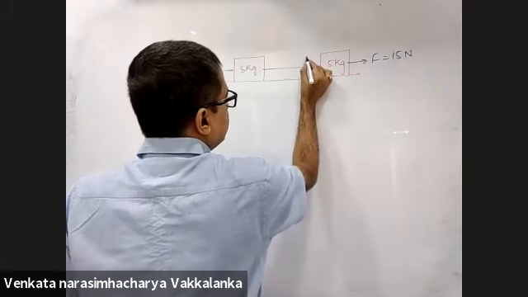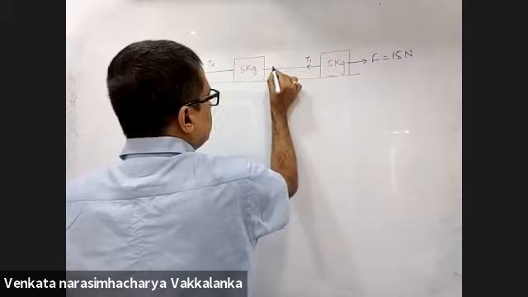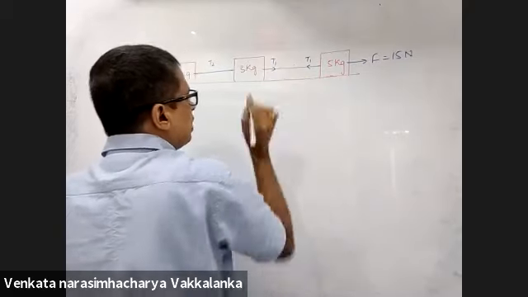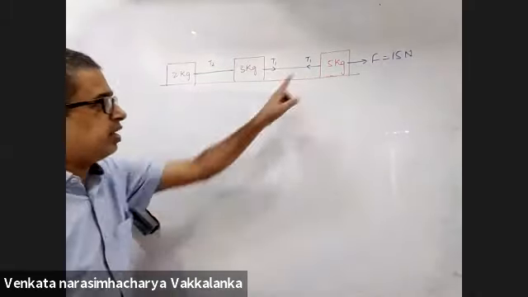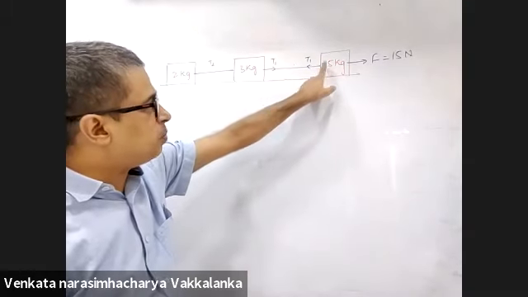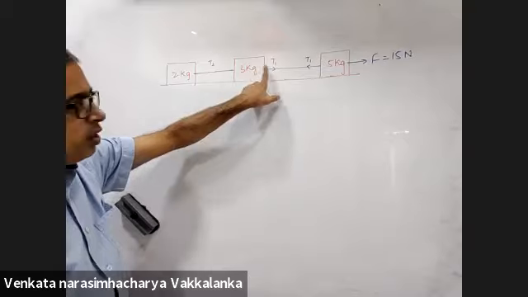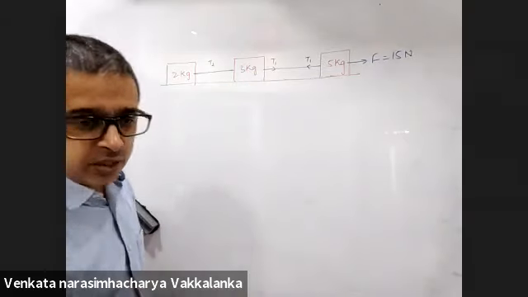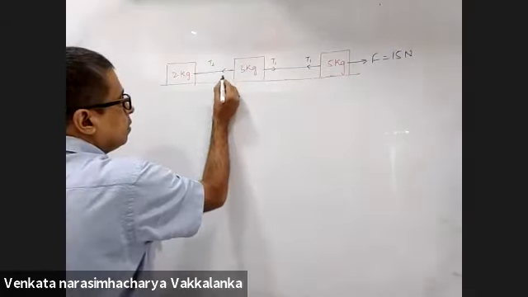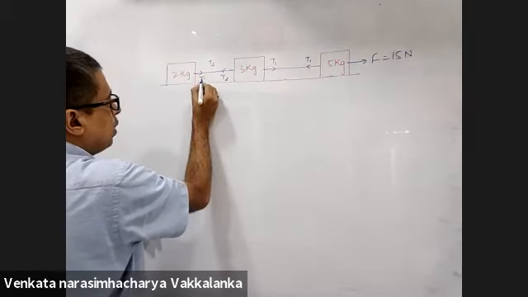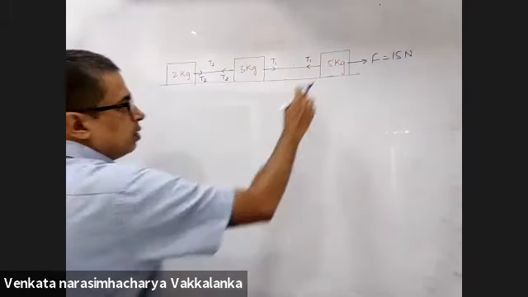On the 5 kg block, T1 will be this way. On the 3 kg block, T1 will be this way. With respect to this point, it will be away from this point. With respect to the 3 kg block, it will be away from the 3 kg block. This will be T2 and this will be T2.